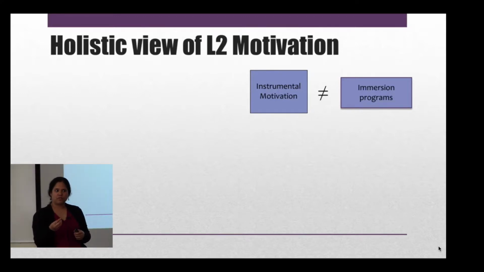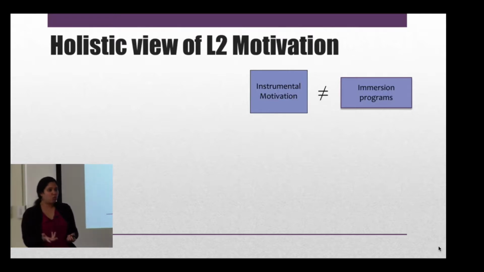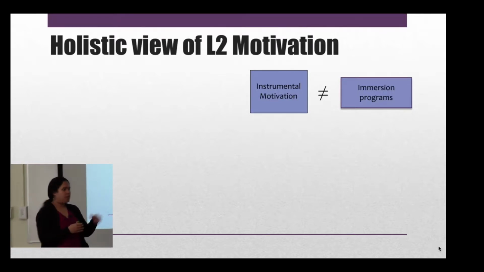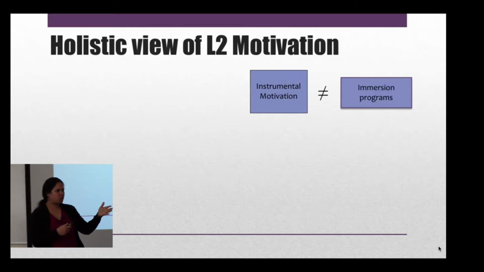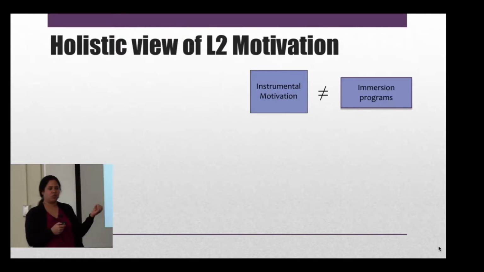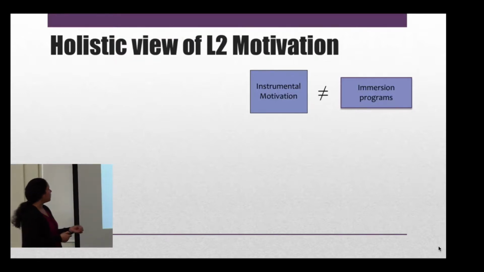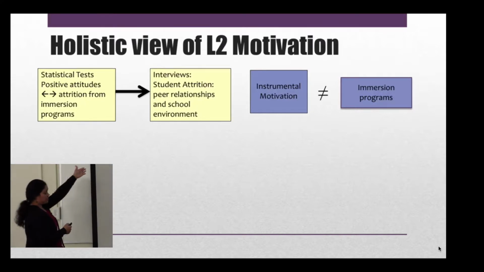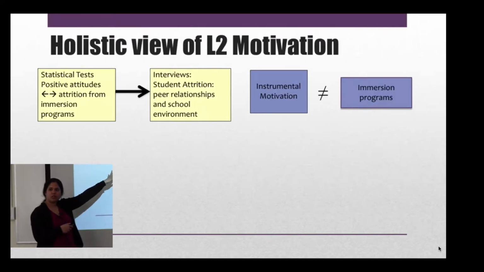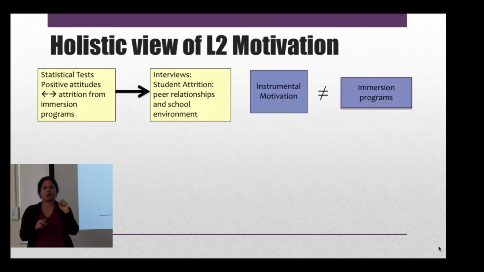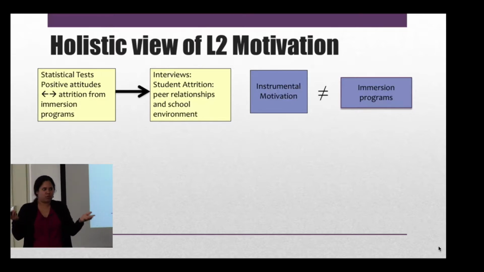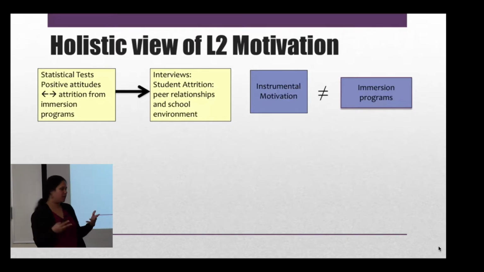Because instrumental motivation assumes that the learners know what they are learning the language for, and immersion students, given the age at which they enter these programs, did not know why they were learning this language. So the socio-educational model was not able to explain this part of her data. Second, in her statistical analysis, she found a contradiction. Students who had positive attitudes towards immersion programs left the programs, which is counterintuitive. Why would you leave the program if you're interested in it or if you like it?